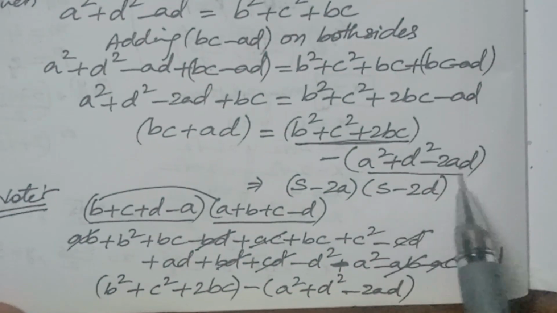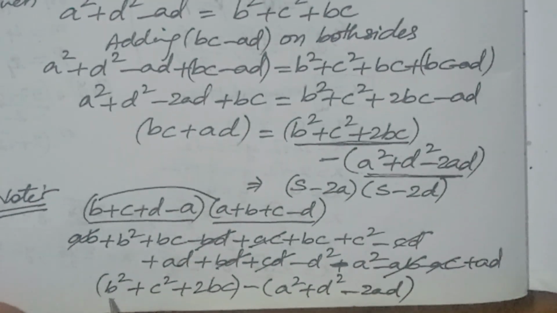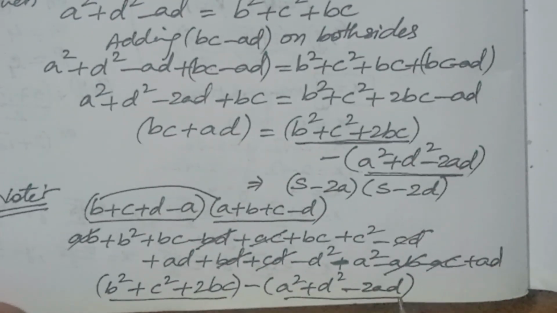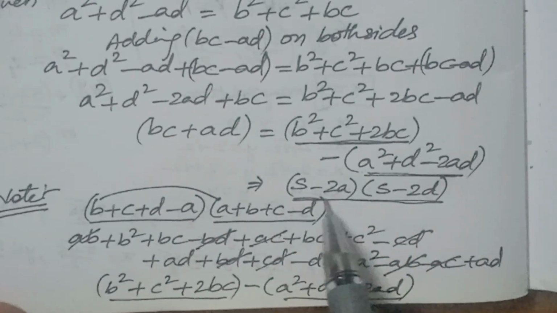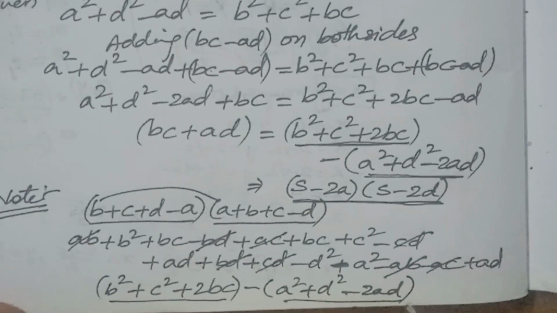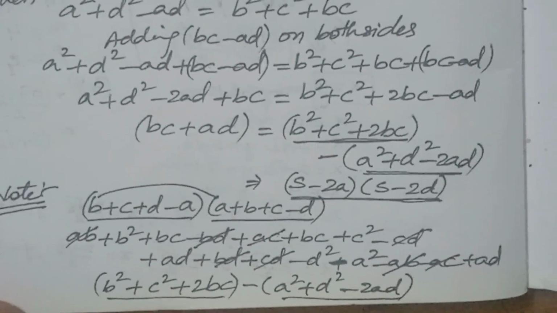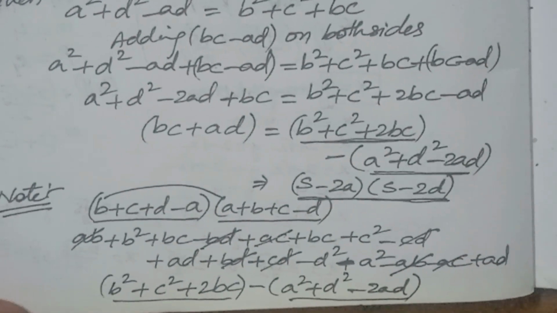So here these two parts are the same, you can observe. This is the first one I am doing, the remaining cases I won't do. These two parts are equal, that's why this is equal to S minus 2A into S minus 2D. Okay, I hope you understood this. We will go to the next step.